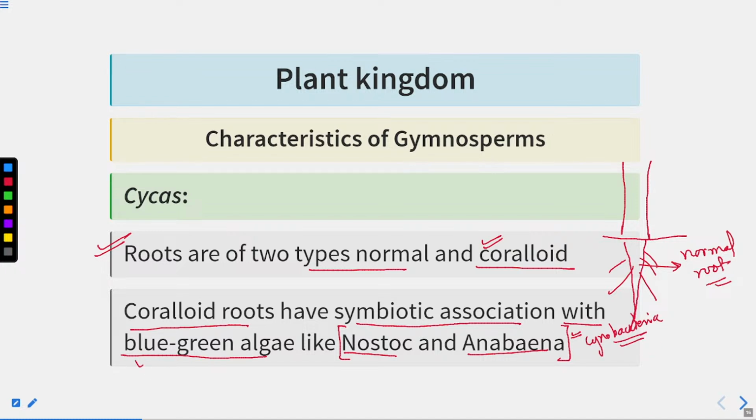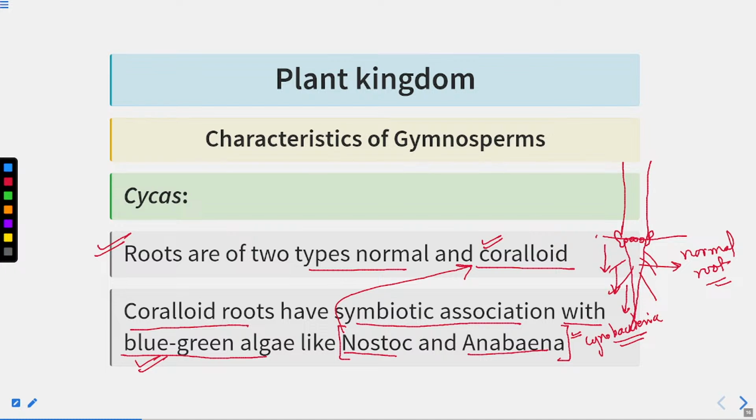They are also called blue-green algae. Very important. And they reside in this coralloid root. The coralloid roots are here. Generally the root goes down, right? They show positive geotropism. Positive geotropism means they are attracted towards gravity and always grow downward.